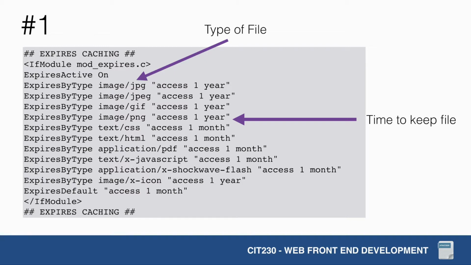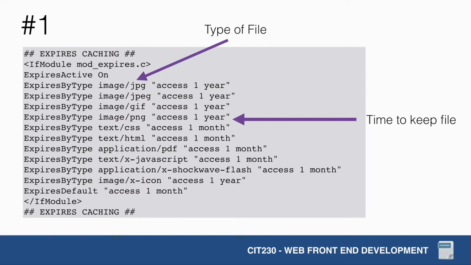And then the file extension as JPG. And then you have the time you want to keep this file. In this case, we set the time for the image as 1 year. So that means that once the user visits the site, all the images that are JPG are going to stay in storage on the user's computer for 1 year.